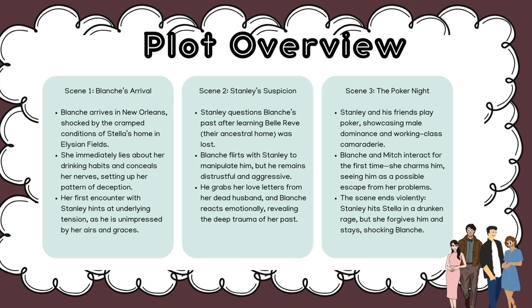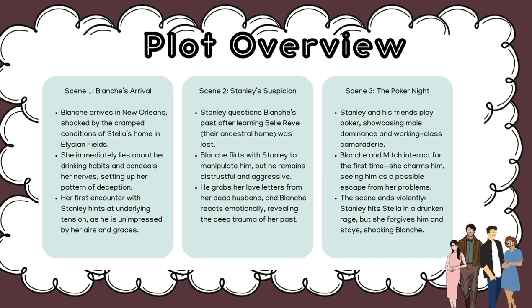Scene 2, Stanley's suspicion. Stanley questions Blanche's past after learning Belle Reve, their ancestral home, was lost. Blanche flirts with Stanley to manipulate him, but he remains distrustful and aggressive. He grabs her love letters from her dead husband and Blanche reacts emotionally, revealing the deep trauma of her past.